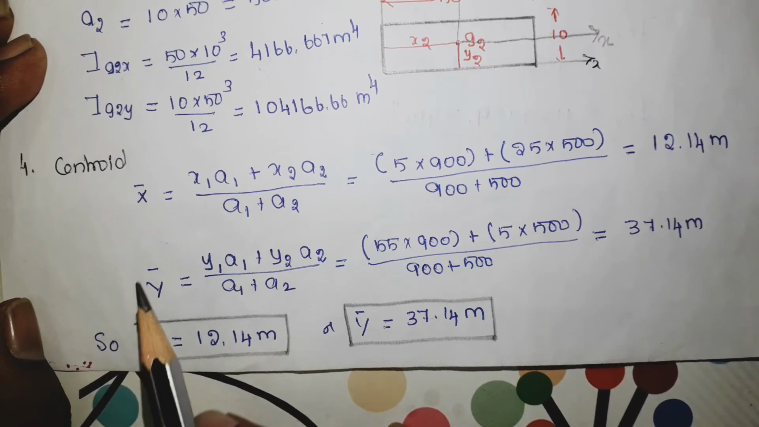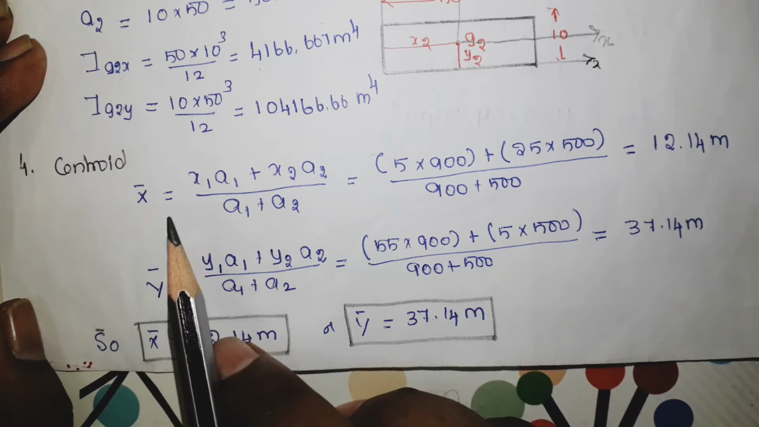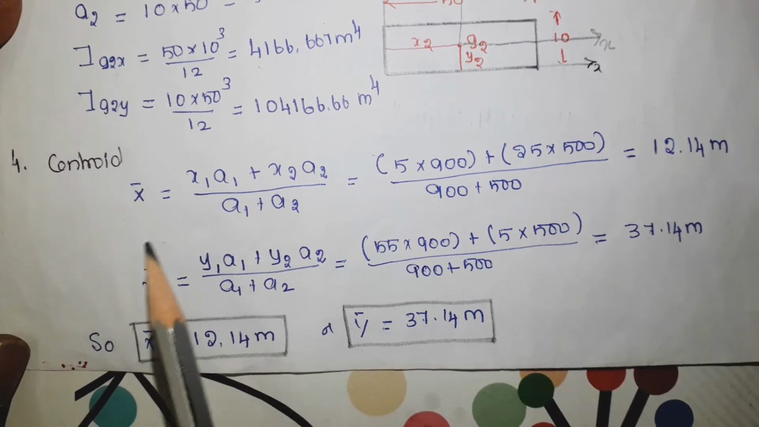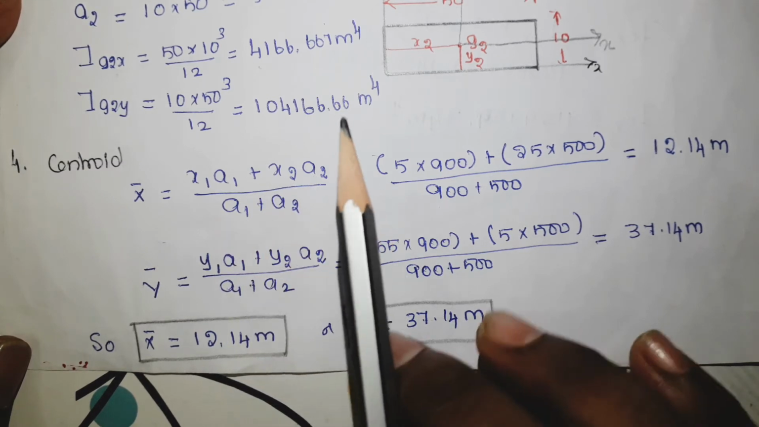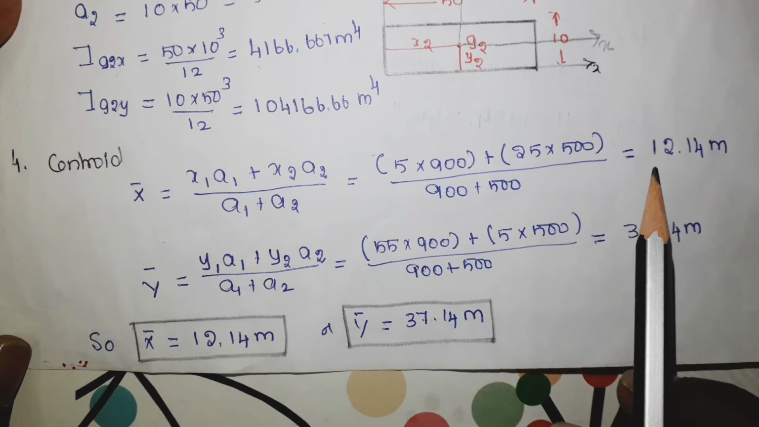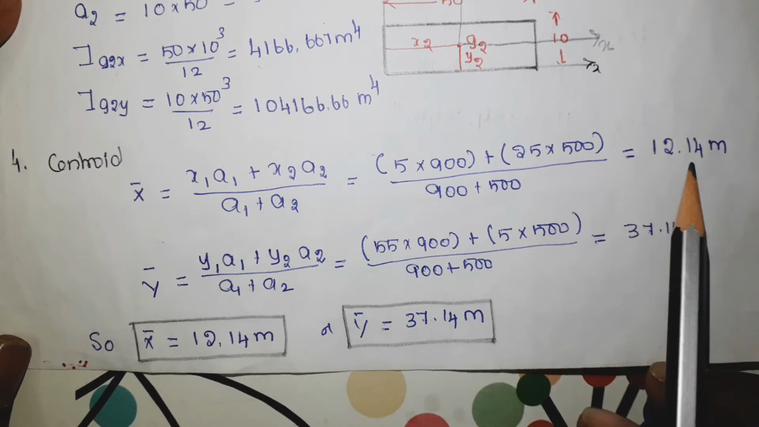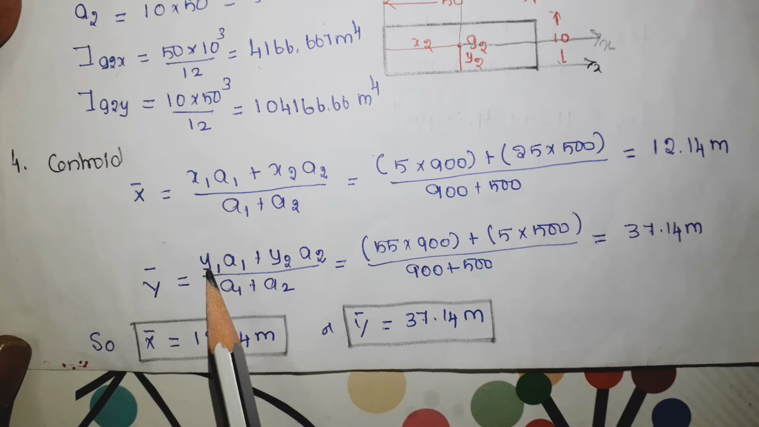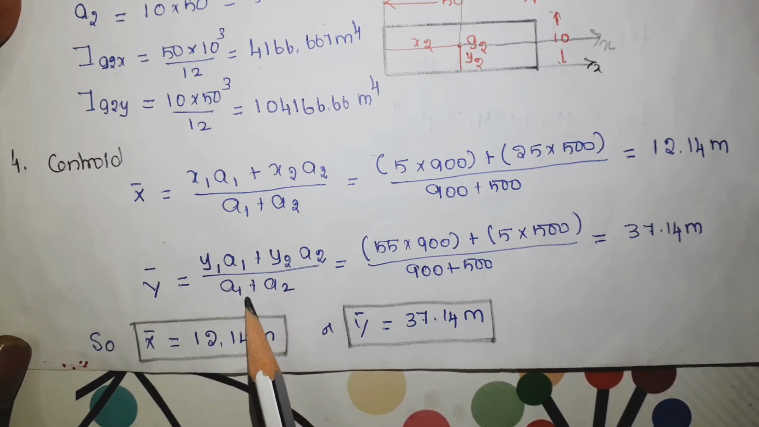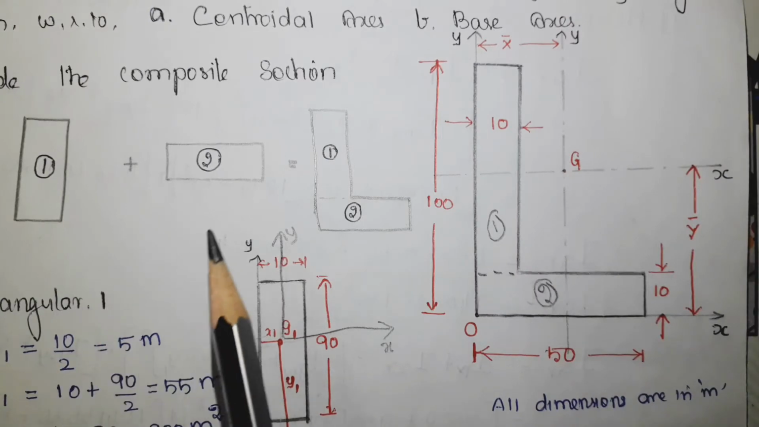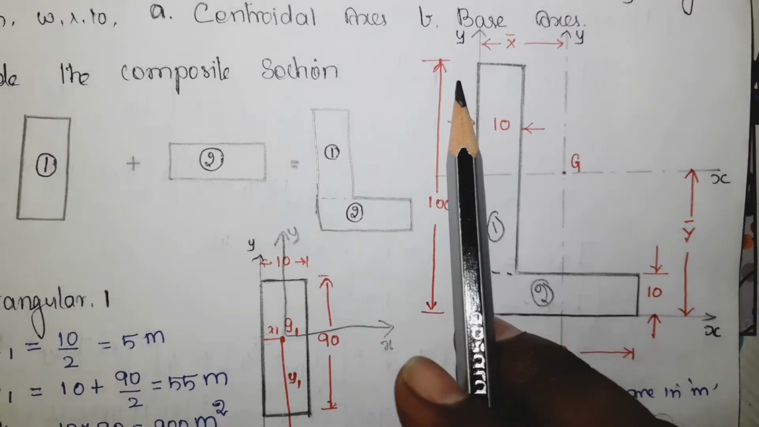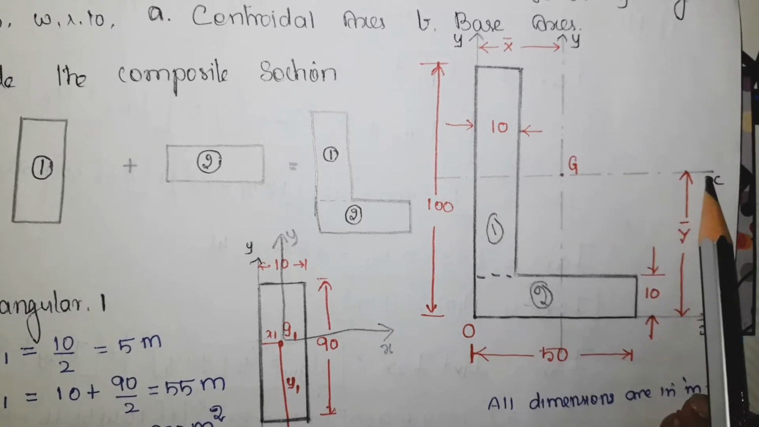The next one is you have to find the centroid. Use the summation rule. The formula is x1 a1 plus x2 a2 divided by a1 plus a2. Substitute all the values and you will get the answer as 12.14 meter for x bar. For y bar again it is the same summation formula, y1 a1 plus y2 a2 divided by a1 plus a2. Substitute the values, you will get the answer as 37.14 meter.